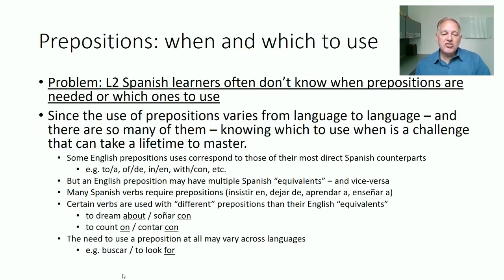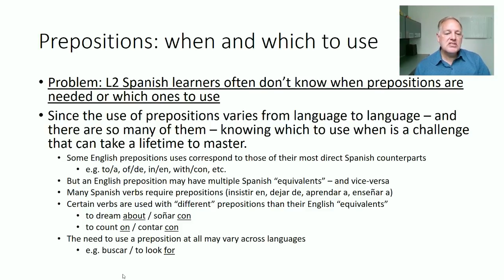So what are the problems? In a nutshell, some English preposition uses correspond to those of their most direct Spanish counterparts. So sometimes translation works. To is often a, of is often de, in or on are often en, with is usually con. So that usually works. But an English preposition may have many Spanish equivalents, so there might be lots of ways to say to or lots of ways to say from. And the opposite is also true: there might be lots of English equivalents for para. So keep that in mind.